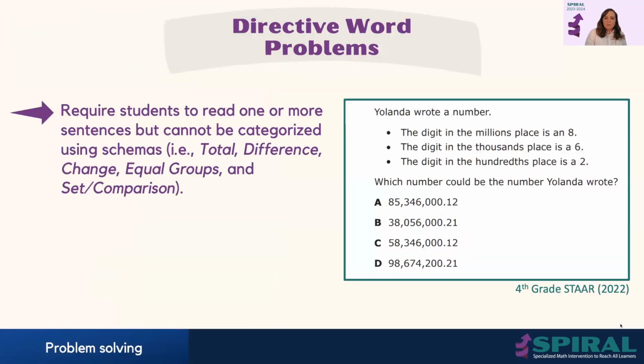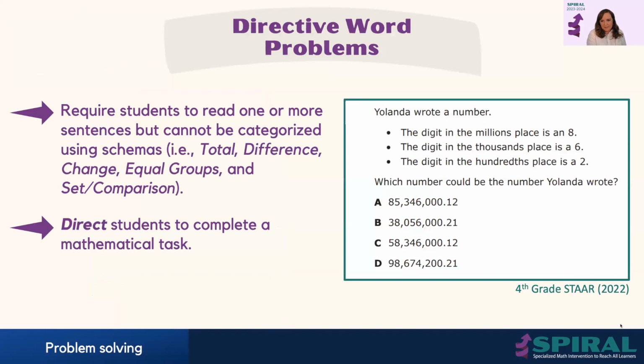So a directive word problem looks a little bit like this. Look over here on the right-hand side, and we see the following problem. Yolanda wrote a number. The digit in the millions place is an 8. The digit in the thousands place is a 6. And the digit in the hundredths place is a 2. Which number could be the number Yolanda wrote?